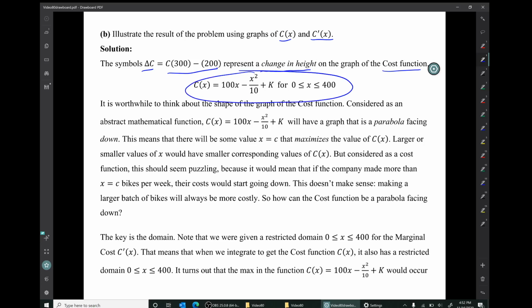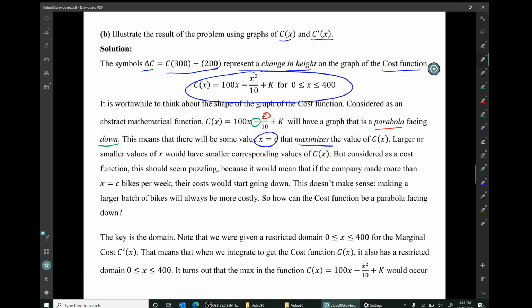Now, it's worthwhile to think about the shape of the graph of that function. Well, we're going to have to think about it because we've got to draw it. If you consider that function as an abstract mathematical function, it's going to have a graph that's a parabola because of that exponent, and it's facing down because of that minus sign. That means that there's going to be some value of x, say x equals c, that maximizes the value of the cost. Larger or smaller values of x would have smaller corresponding values of the cost.